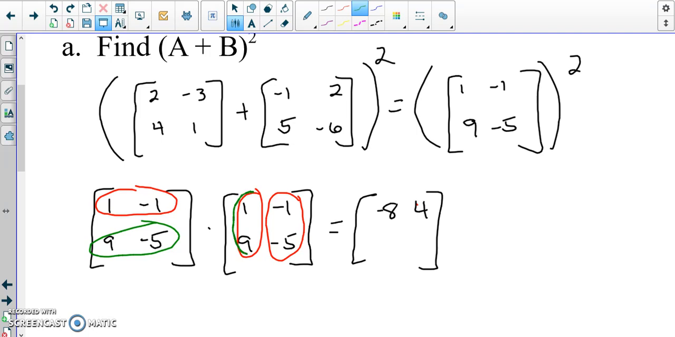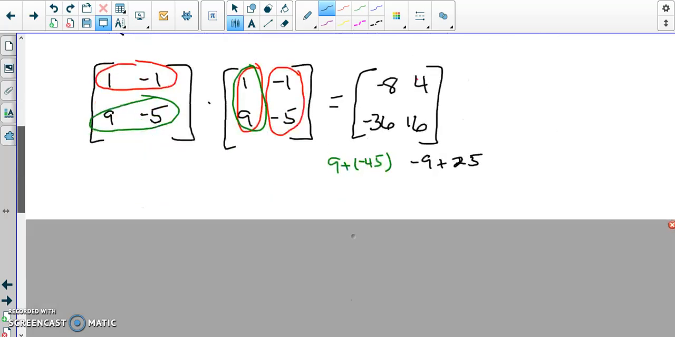Okay, move down to row 2 times column 1. 9 times 1 is 9, and then plus negative 45. So you got 9 plus negative 45 in that slot, so it is negative 36. And in this slot I got 9 times negative 1, which is negative 9, plus positive 25. Negative 9 plus 25 is positive 16. So again, when you're squaring, write it out, and you have to do row times column. You cannot square individual terms. That will not work. So that is the quantity A plus B squared.